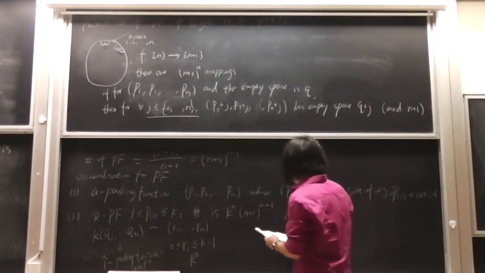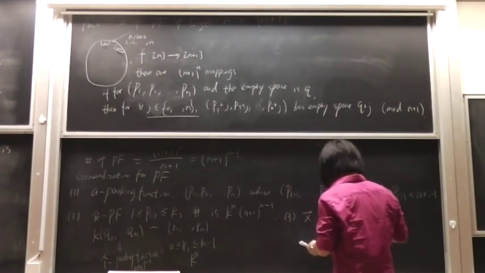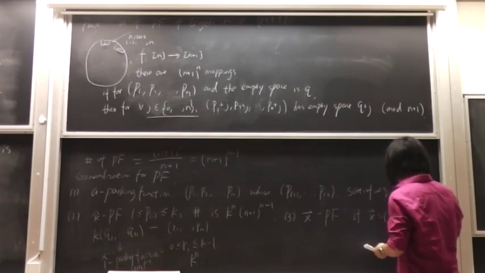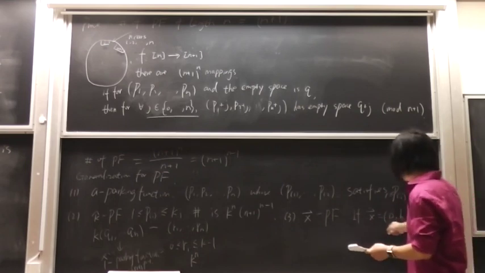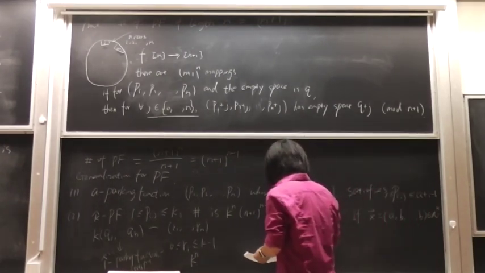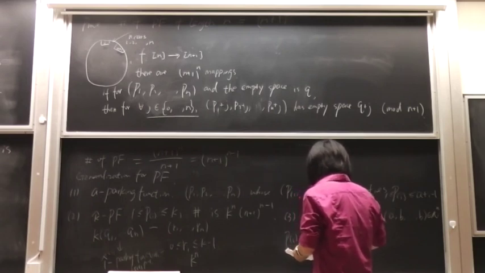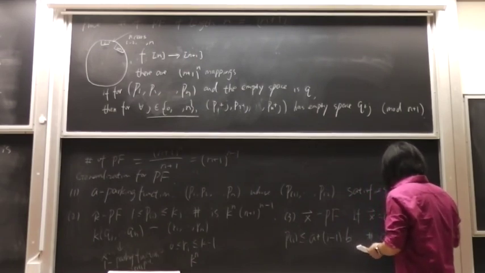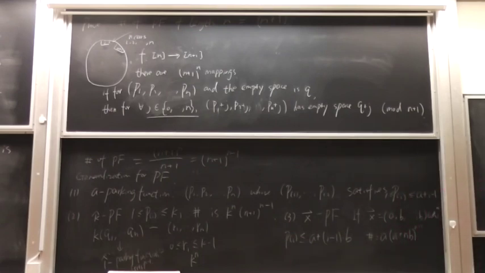And the third one, we can see it as the x parking function. In this case, x can be a vector, so it's a more general version. If x is such a vector, it means pi is less than a plus i minus 1 times b. So the number will be a times a plus mb to n minus 1. So now we'll mainly focus on a parking function.